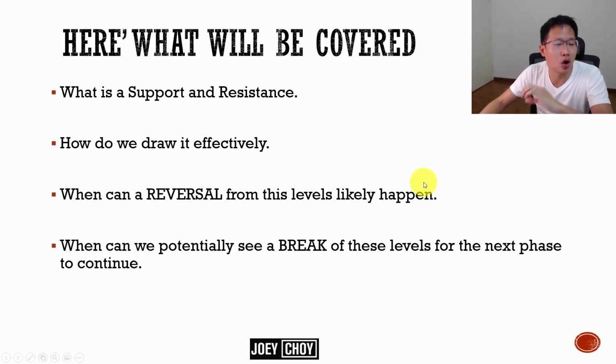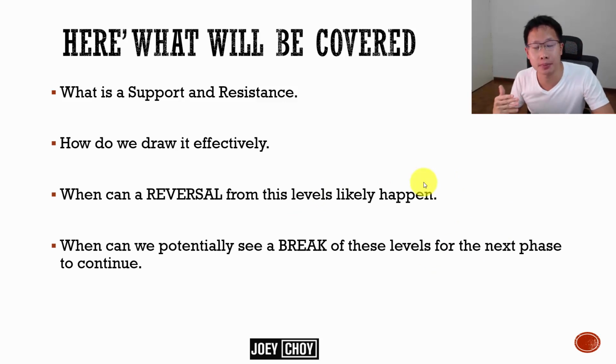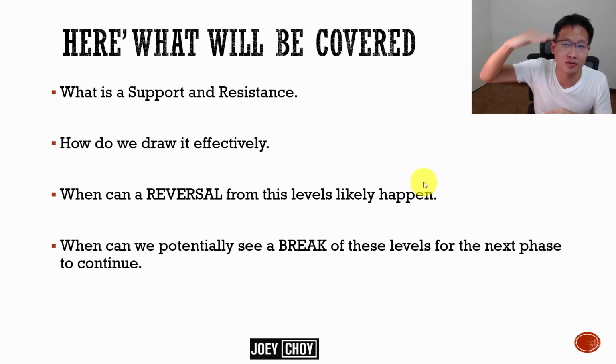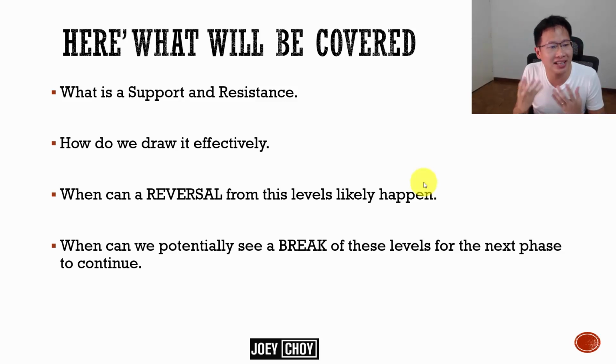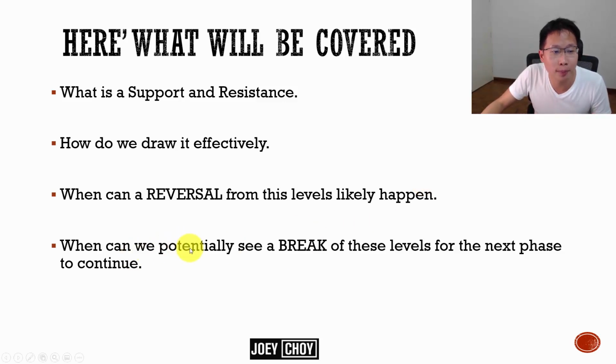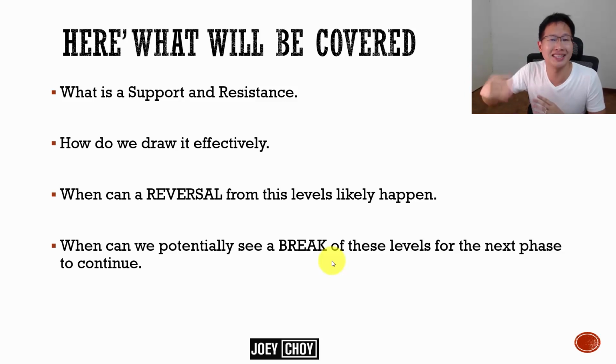And next, we'll also look at when a reversal from these levels can likely happen. That means if price hits a resistance or support, we'll see prices reversing from them, and when can it most likely happen. And also, we look at when we can potentially see a break of these levels. That means prices either pushing higher or pushing lower, breaking these levels for the next phase of the uptrend or for the downtrend to continue. And this is what will be covered right now.